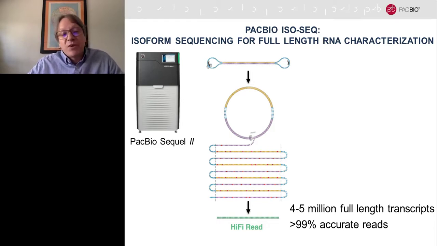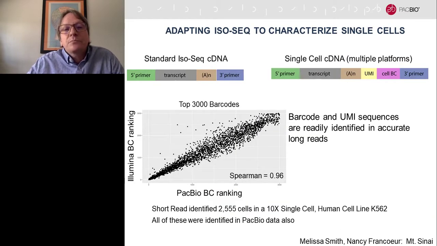So these are very nicely capable of doing many things at the bulk level, and we've seen many examples of using that for studying biology and for doing annotation of genomes. But with this kind of accuracy, we thought we might be able to now apply this to single cell as well. So a normal ISO-SEQ library, as depicted in the upper left, has a 5' primer, the transcript sequence, a poly-A tail, and a 3' primer.